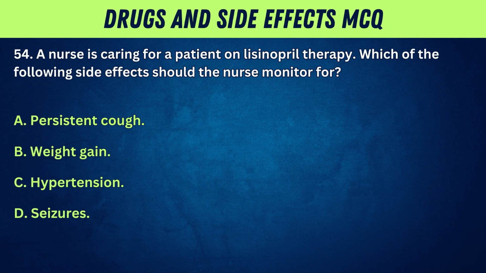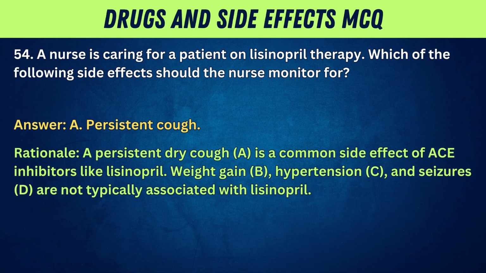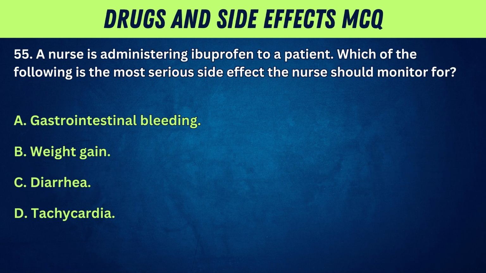54. A nurse is caring for a patient on lisinopril therapy. Which of the following side effects should the nurse monitor for? A. Persistent cough. B. Weight gain. C. Hypertension. D. Seizures. Answer: A. Persistent cough. Rationale: a persistent dry cough, A, is a common side effect of ACE inhibitors like lisinopril. Weight gain, B, hypertension, C, and seizures, D, are not typically associated with lisinopril.